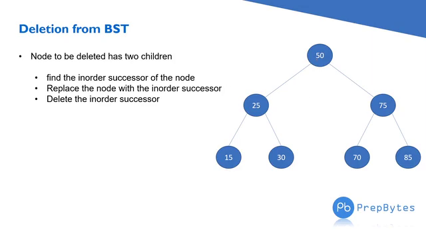So for example, I want to delete 50. What are the steps I have to take care of? The first step is to find the in-order successor. Now what is an in-order successor? Just find the in-order of this tree. Whatever comes after 50 in the in-order will be my in-order successor.